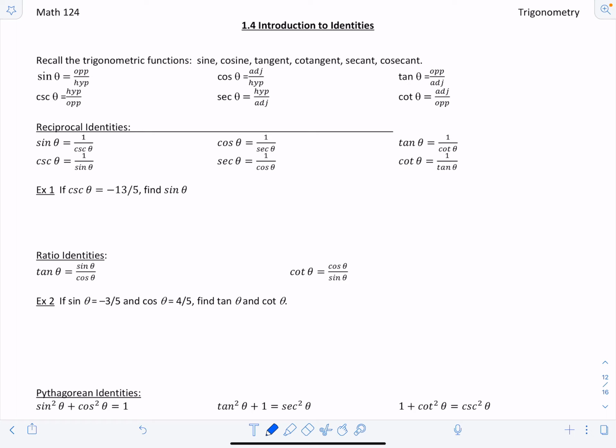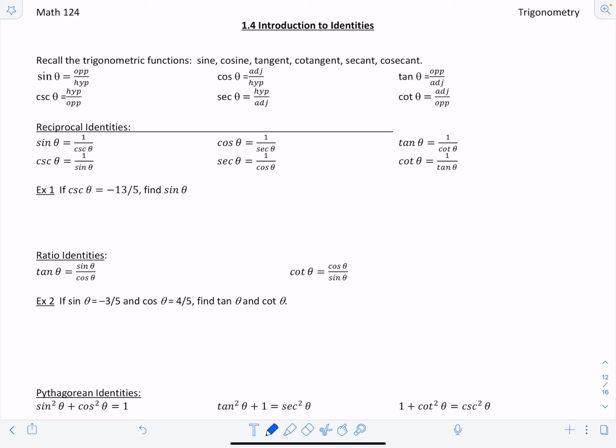This is Trigonometry video lecture on section 1.4, Introduction to Identities. So in the previous lesson, we went over the 6 trigonometric functions: sine, cosine, tangent, cotangent, secant, cosecant. So now we're going to study them in a little more detail and learn about their identities.